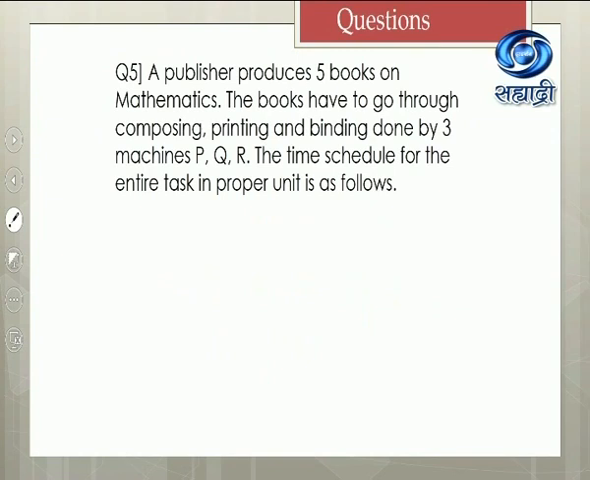Okay, so let us see the example now. A publisher produces 5 books on mathematics. The books have to go through composing, printing and binding done by 3 machines P, Q and R.